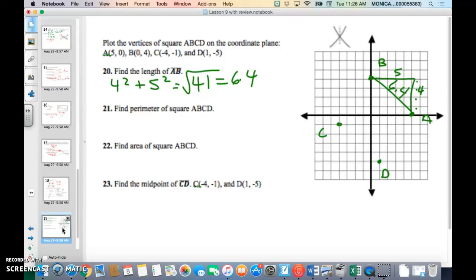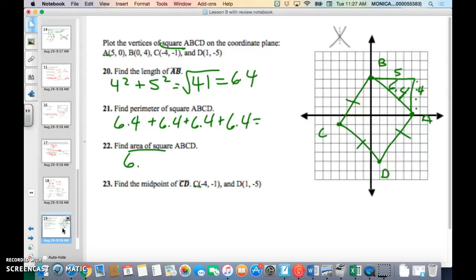Well, this is a square. Because it's a square, I know that all the sides are congruent to each other. That looks kind of funky. So if I want the perimeter, I'm just going to take 6.4 plus 6.4 plus 6.4 plus 6.4, right? Add it all up, and that'd be your answer. And then for area, you're going to just multiply the sides, 6.4 times 6.4. I didn't type it in my calculator, you can figure that out.